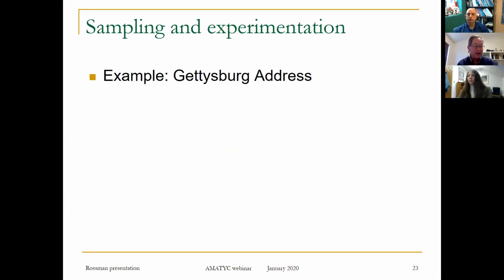The next topic is sampling and experimentation. Let's talk about the Gettysburg Address. You didn't expect to see Frank Sinatra. You probably didn't expect to see the Gettysburg Address here today. I'm not going to actually show you the address. I do show it to students.